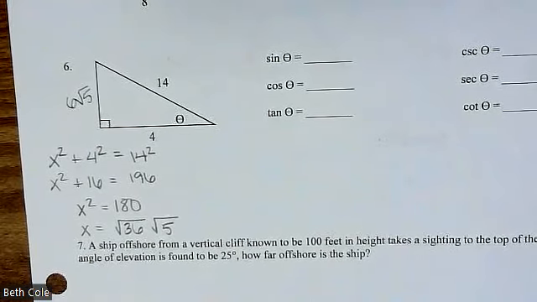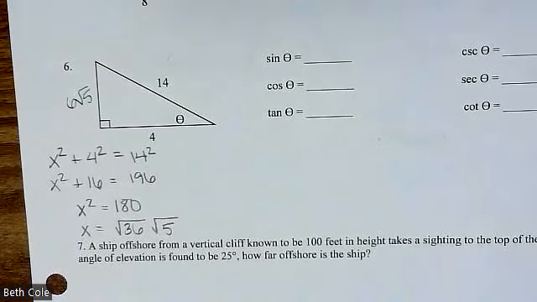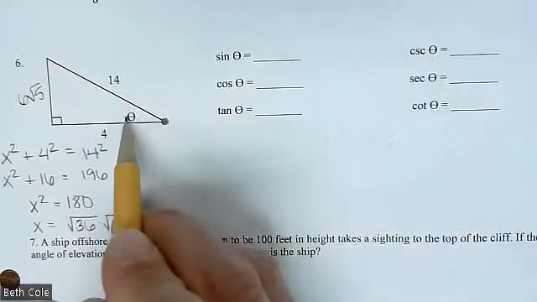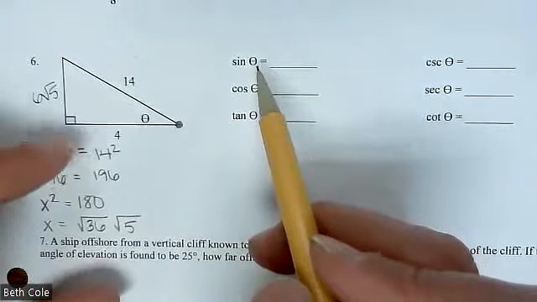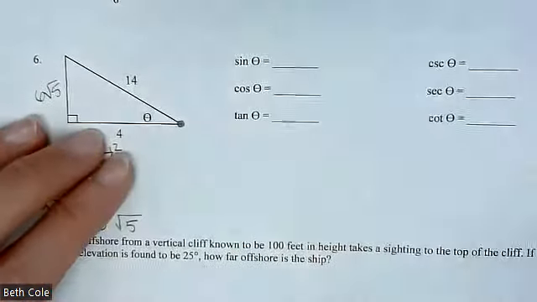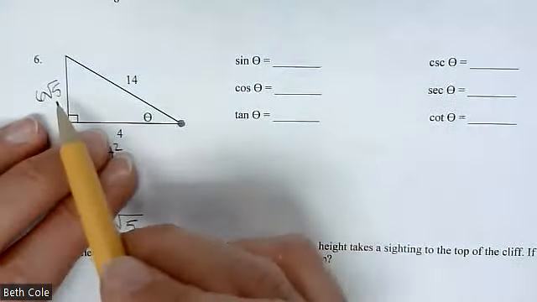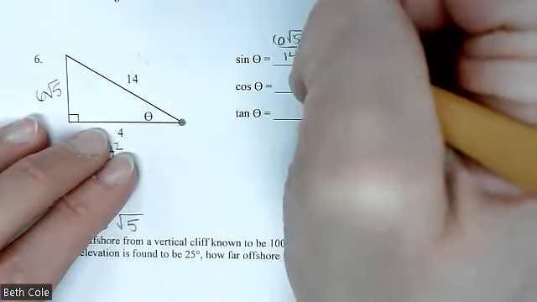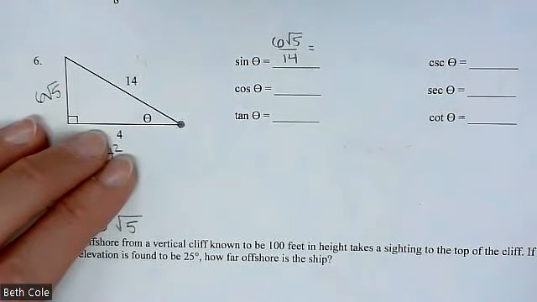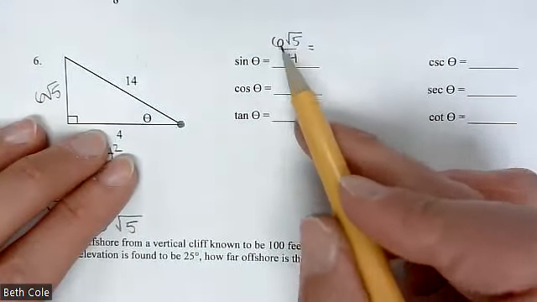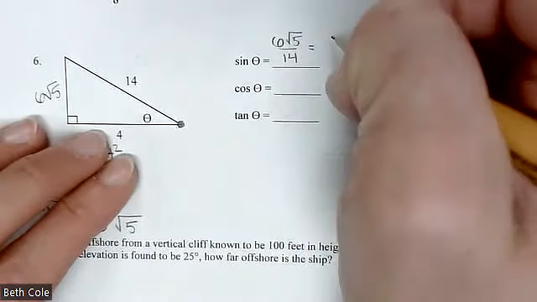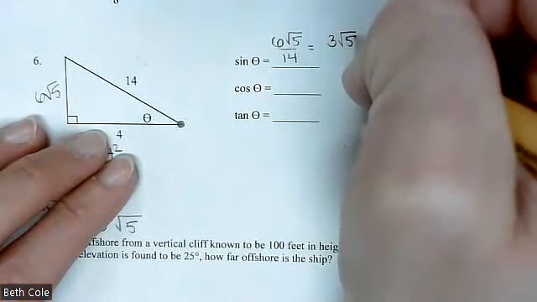Now that means some of these, we're going to need to rationalize and reduce the roots. So what I do is I write the answers first, and then I go back and figure out which ones I need to mess with, okay? So this is your point of view because it's the one that's labeled, it's got your theta. Sine is what over what, looking at this triangle? Yeah, good. So 6 square root of 5 over 14, and you can reduce 6/14 because they'll both divide by 2. So 6/14 would reduce to 3/7. Very good.